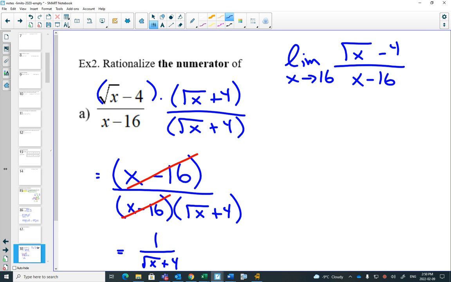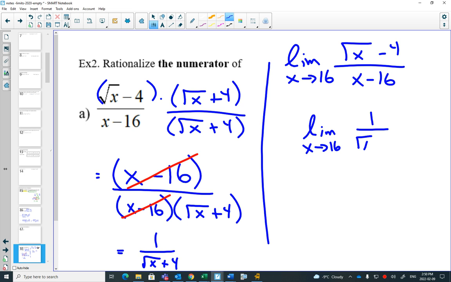So that means that this expression is equal to this expression. And our question that we had here on the right before, the limit as x gets close to 16, this is the same as asking, well, what's the limit as x gets close to 16 in this?